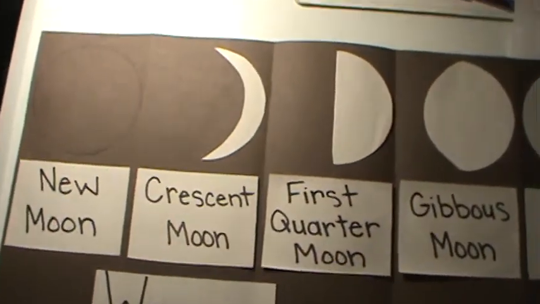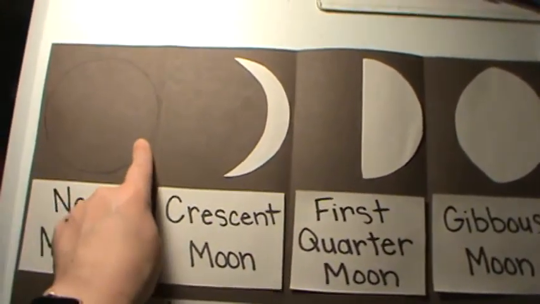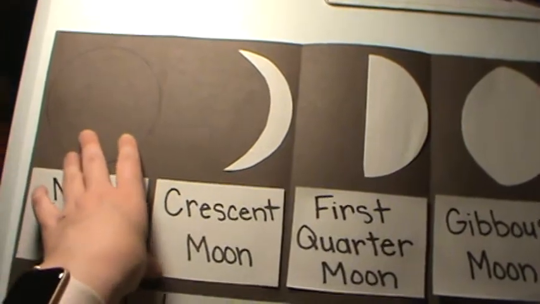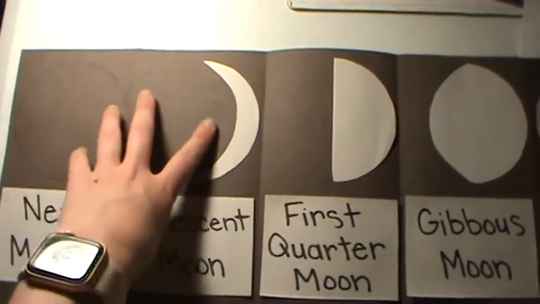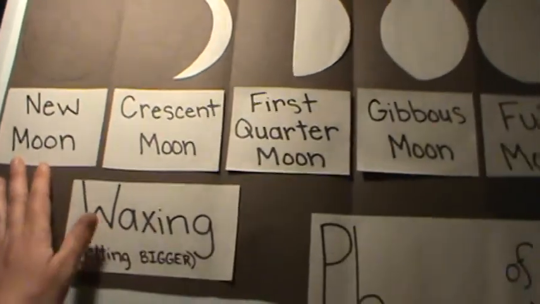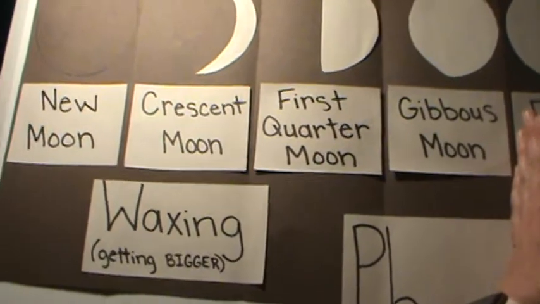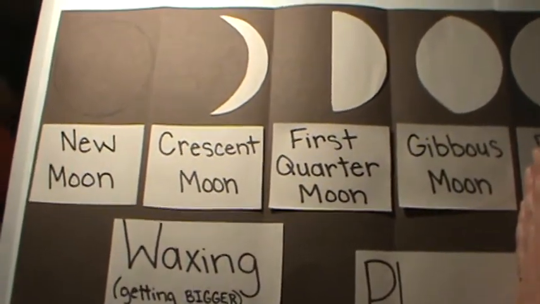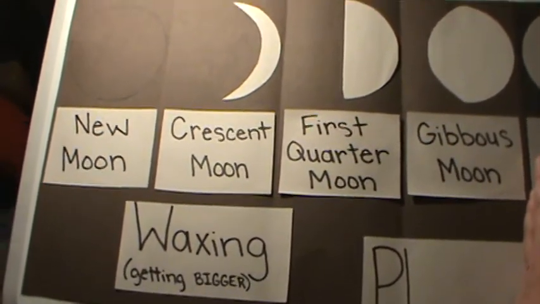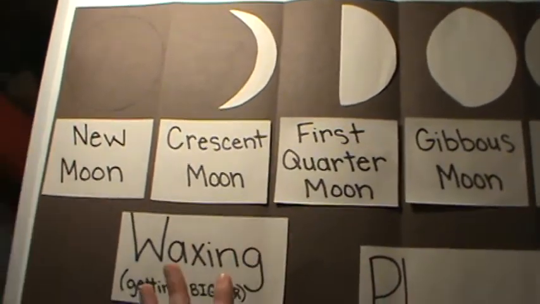So you start with the new moon. You can see the moon outlined here, but you can't see any of the light reflected. So this is the new moon, and everything up till the full moon, this is the waxing stages. This is when it's getting bigger. So from new moon to full moon, it's waxing.